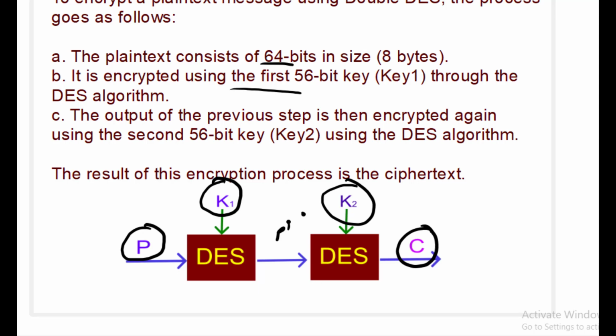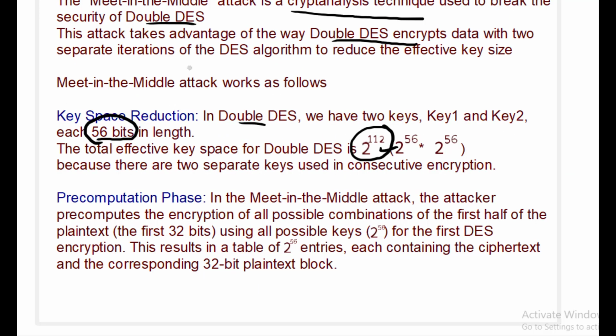So what the attacker does is the first phase of this meet in the middle attack, called the pre-computational phase. What the attacker does in this is pre-compute the encryption of all possible combinations of the first half of the plain text.